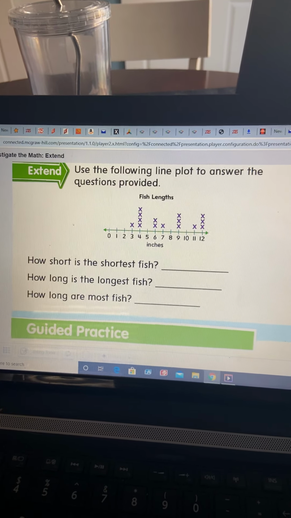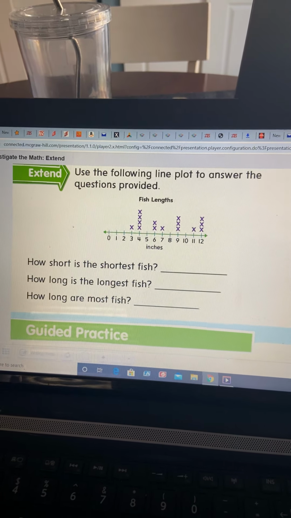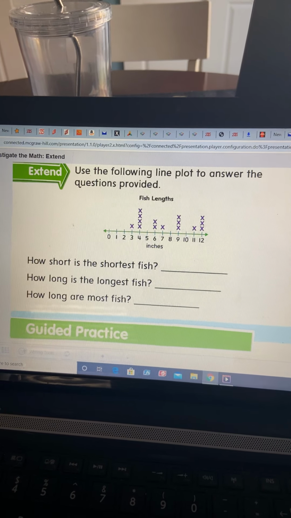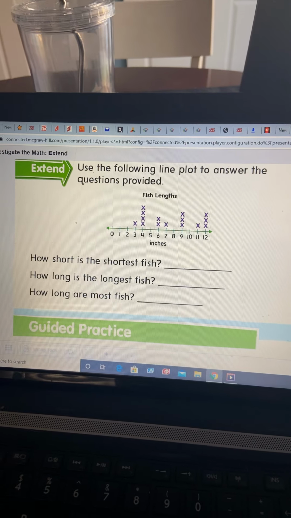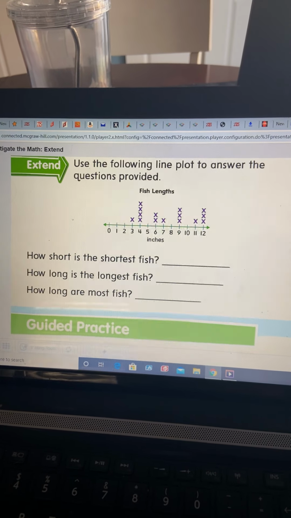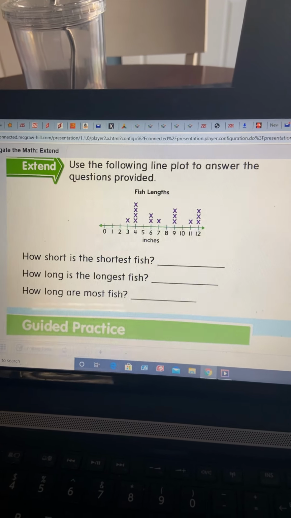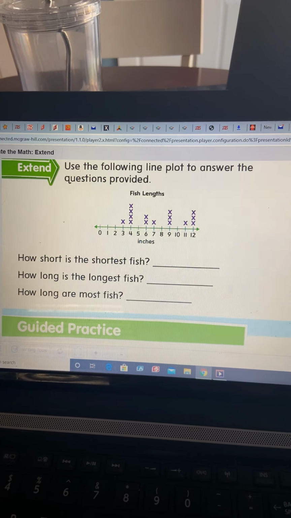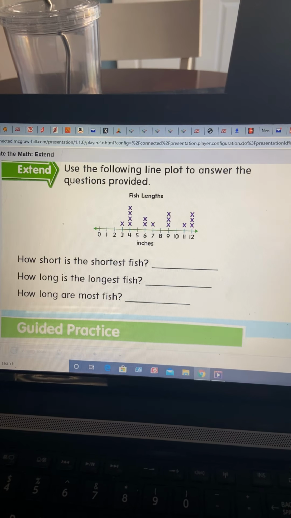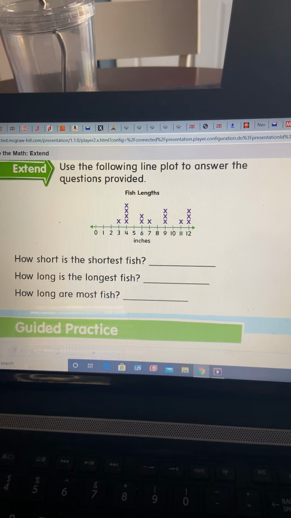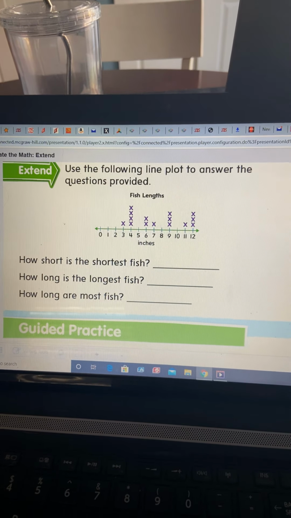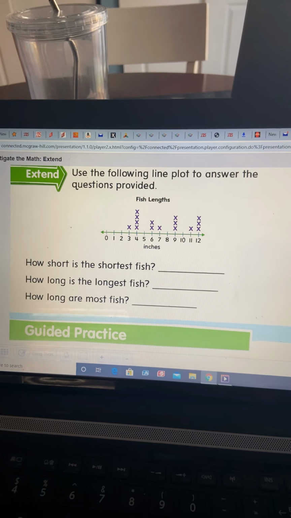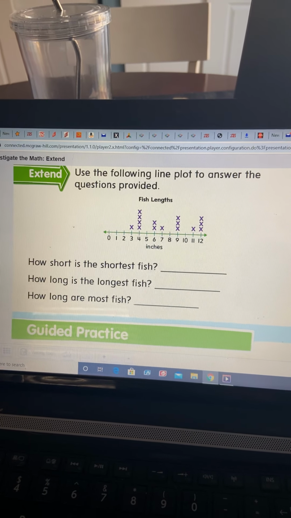So let's say my brother Stephen caught 5 fish. One of them was 3 inches long, and 4 of them were 4 inches long. So he put an X for every fish that he caught. And my other brother caught 1, 2, 3, 4, 5, 6, 7, 8, 9, 10 fish. 2 of them were 6 inches long. How many were 7 inches long?